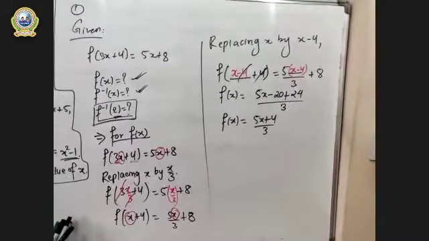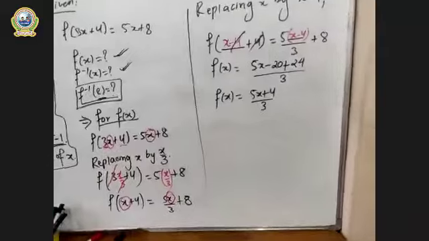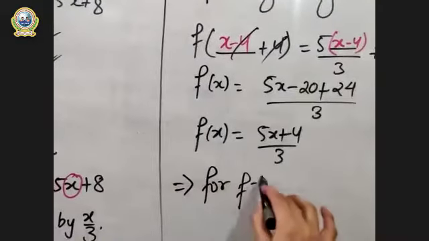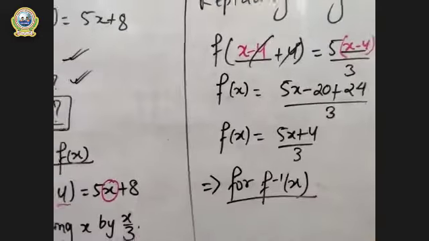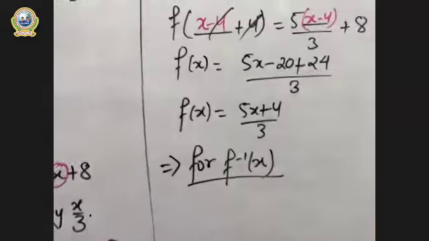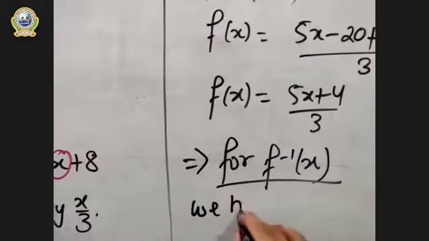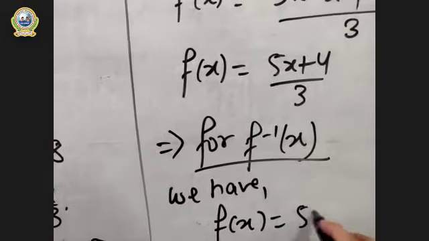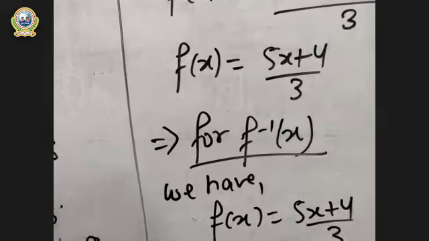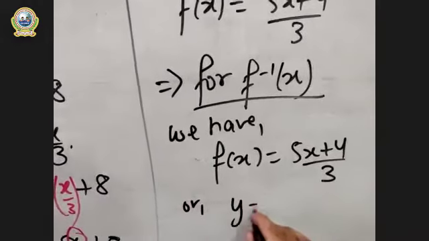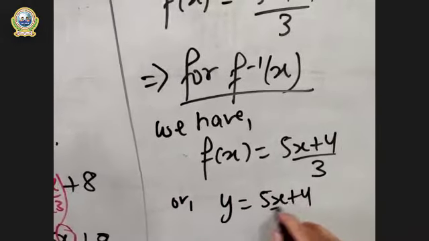Now you need f inverse x, right? So put the second arrow and write for f inverse x. This is our second step, right? So for this one, we have f(x) is equal to (5x plus 4) by 3. You remember the process, right? So now replace f(x) by y. y is equal to (5x plus 4) by 3.